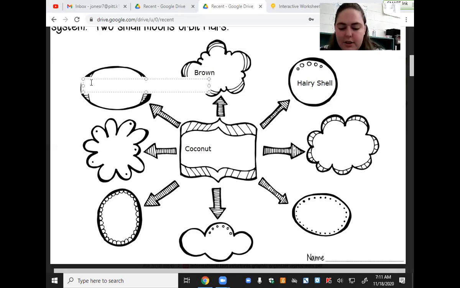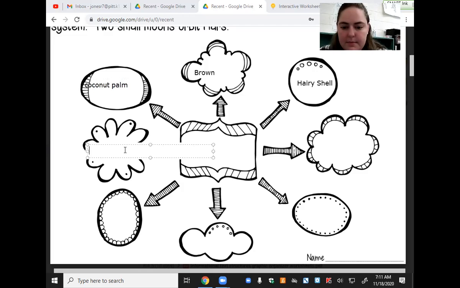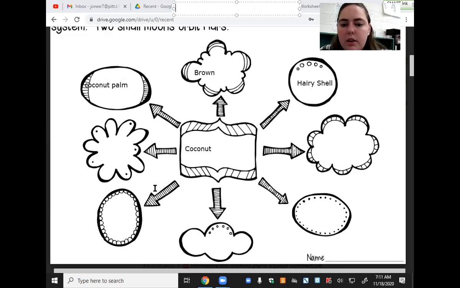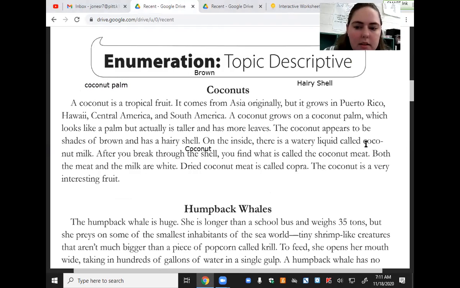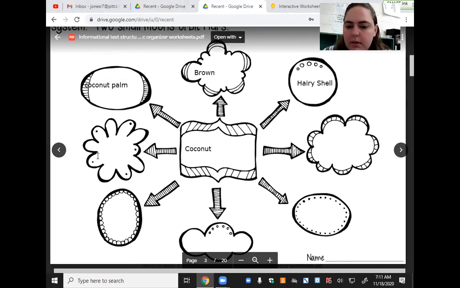What else? It grows on a coconut palm. Let's go back over. What else did it say? It has a hairy shell, we said that. It has coconut milk, right? So coconut milk.